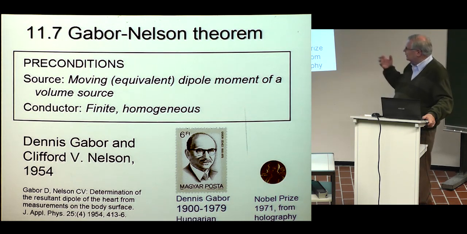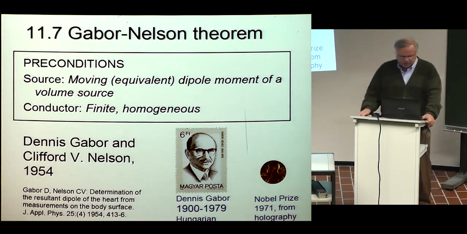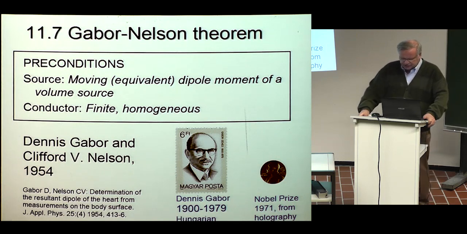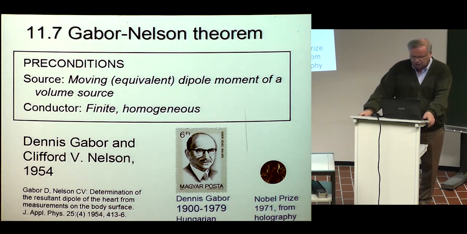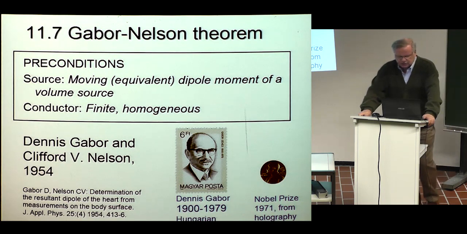The surface is essential. So this was published in 1954 by Dennis Gabor and Clifford V. Nelson. Dennis Gabor was a Hungarian scientist who received the Nobel Prize for holography. And Clifford Nelson's name was originally Nilsson. He's a Swedish scientist who moved to the United States.